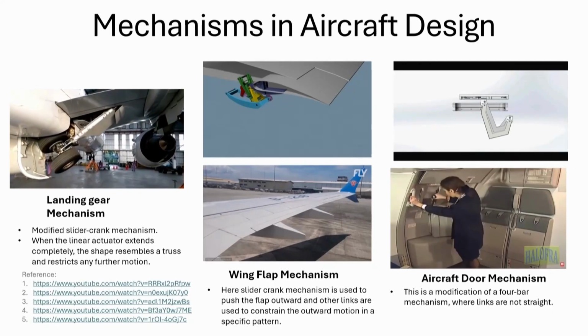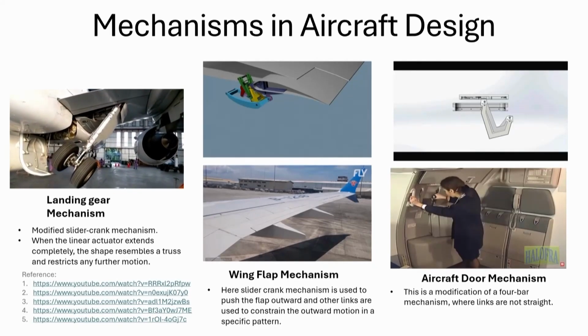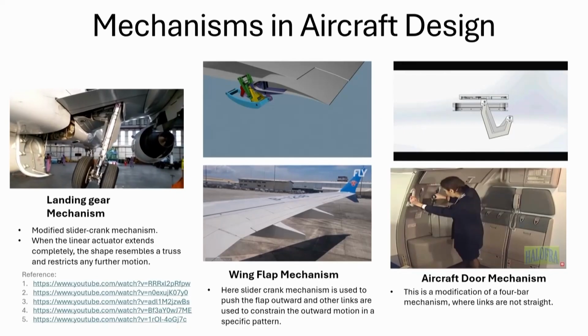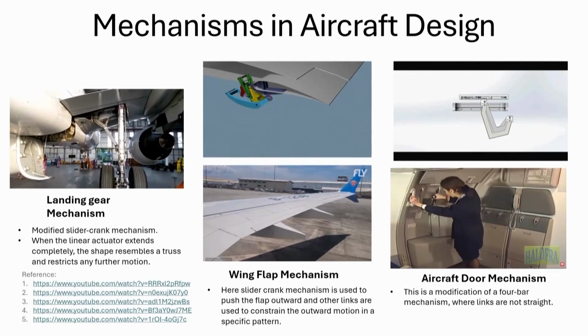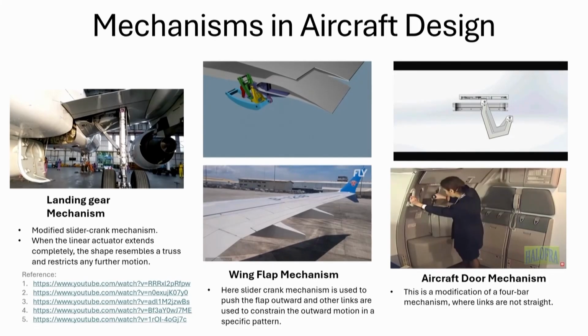This is a modified slider crank mechanism, and then if you look at the wing flapping mechanism, again the slider crank mechanism is used here to push the flap outward, and then other links are used to constrain the outward motion. So, it is a complex system.